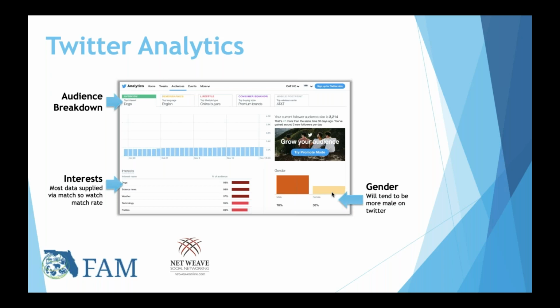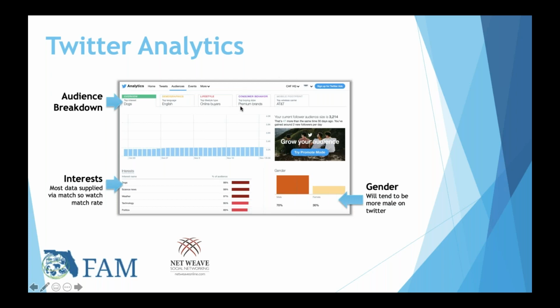So Facebook is generally 55-45 female. Twitter is generally about 65-35 or 60-40 male. And Instagram is about 60-40 female, just to give you an idea. But you can dive into these tabs and look at their demographics.